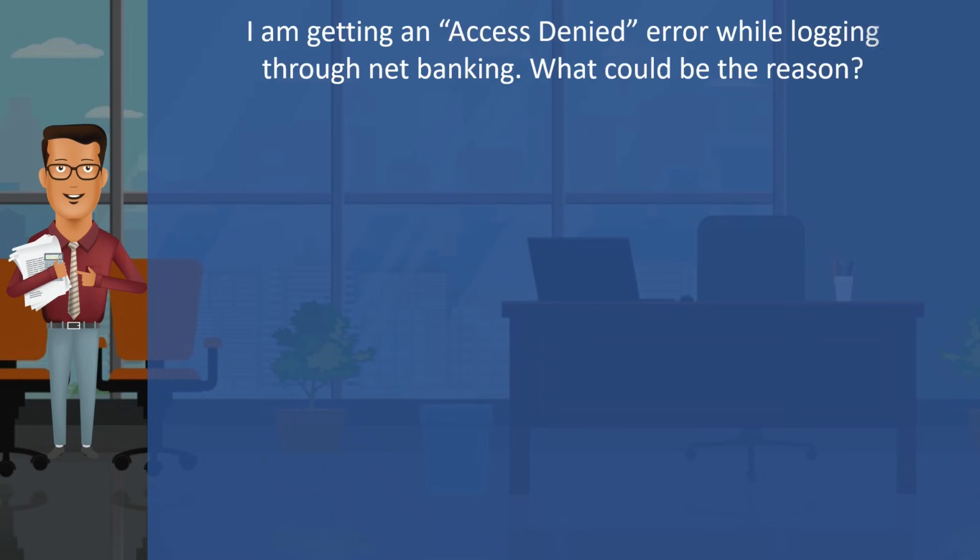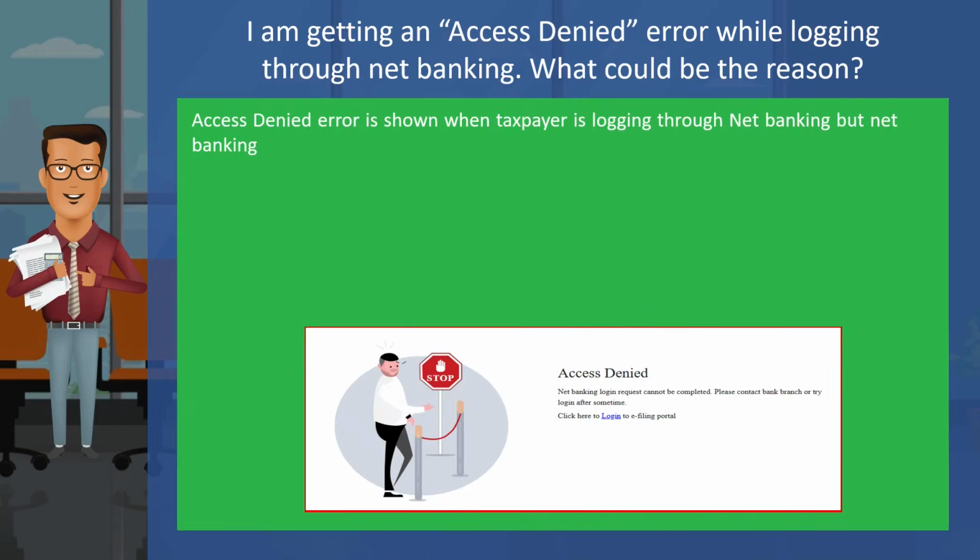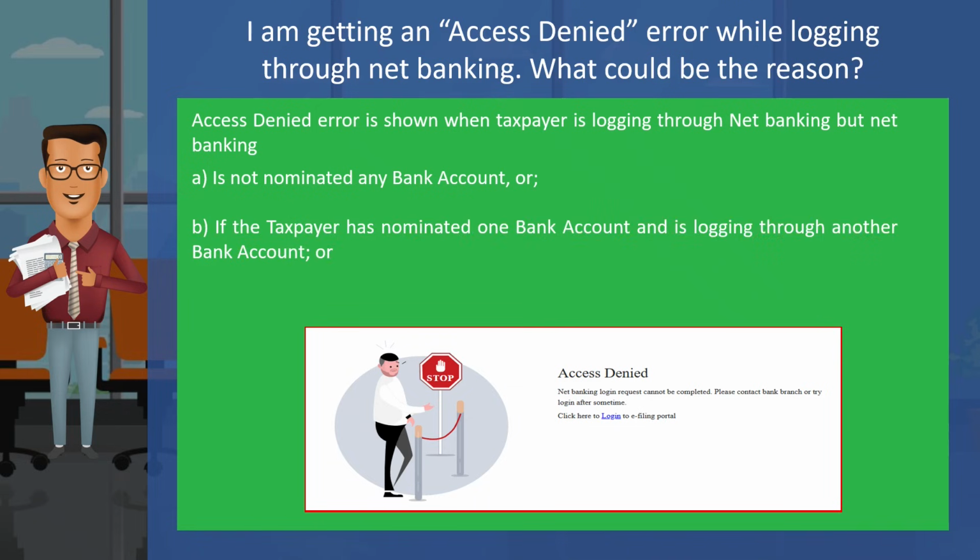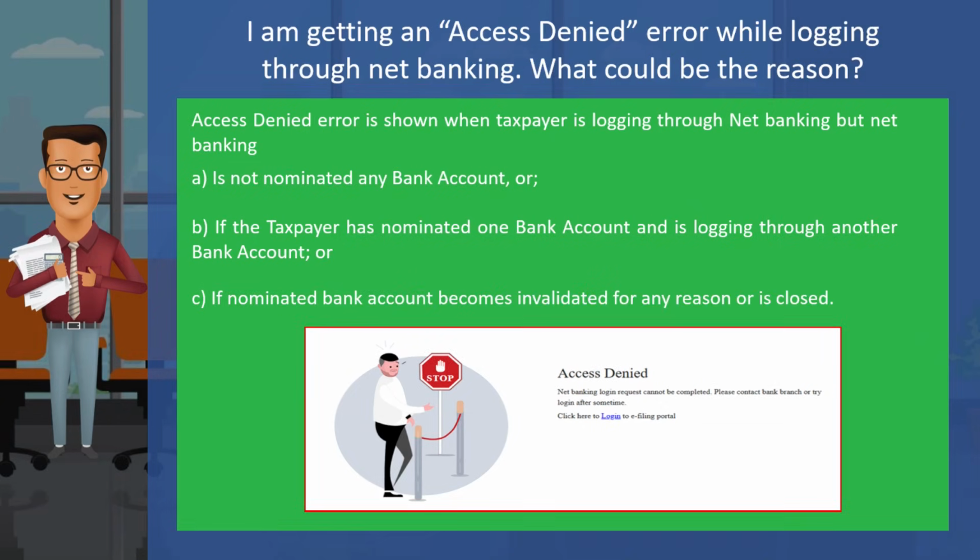Some of the non-residents have also raised a query that they're getting an access denied error while logging through net banking. What could be the reason? Please note, access denied error is shown when the taxpayer is logging through net banking, but net banking is not nominated in any bank account, or if taxpayer has nominated one bank account and is logging through another bank account, or if the nominated bank account becomes invalidated for any reason or is closed. To know more, you may refer to our video on bank account validation.